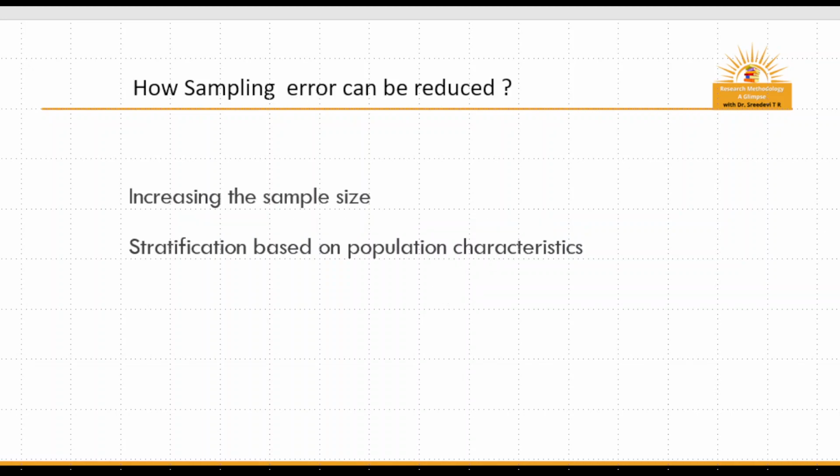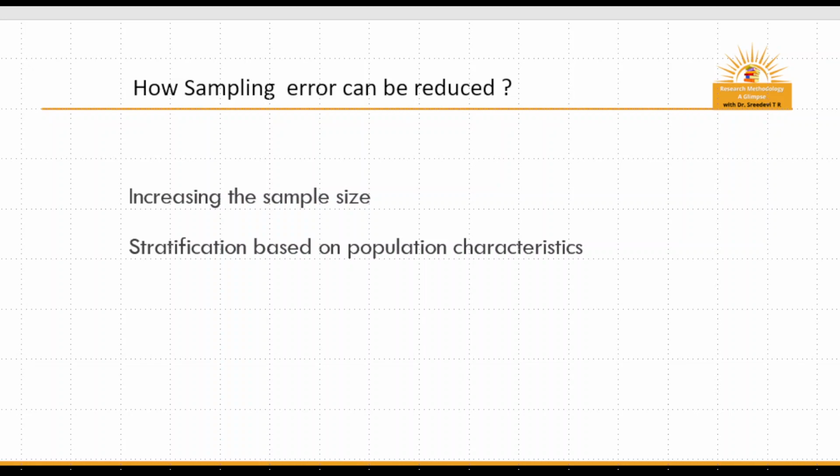How can sampling error be reduced? Sampling error can be reduced by increasing the sample size. One best method to reduce the sampling error is by increasing the sample size. Another method is by stratification based on population characteristics. In case of population variability, that is a heterogeneous population, classify the population into different strata like age, gender, socioeconomic status, locality, and so on. Proportionate samples are taken from each stratum.